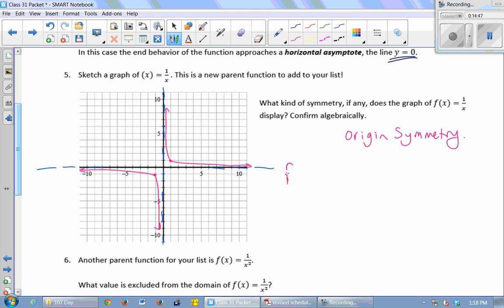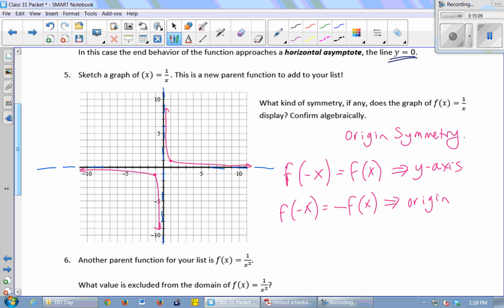We have to evaluate f of -x, right? If f of negative x equals f of x, then we have y-axis symmetry. And if f of negative x is the opposite of f of x, the exact opposite, then you have origin symmetry. So basically, you plug negative x into your function, and if you can get f of x or negative f of x out, then you'll have y-axis or origin symmetry.